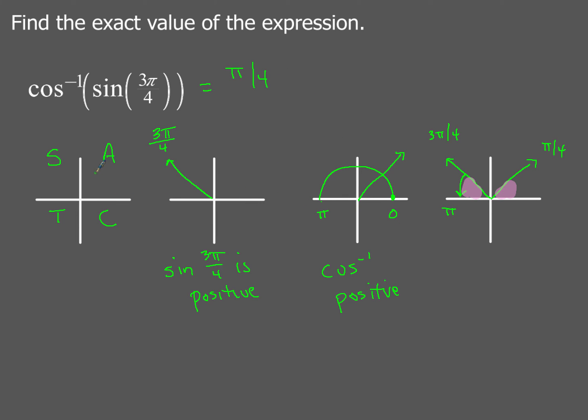First, we figured out ASTC. We've got to recognize that. Second thing, we had to recognize where our inside function is, what the sign of that is going to be, whether it's going to be positive or negative. The third thing, we took a look at the domain restriction for our inverse trig function, which in cosine's case is limited to quadrants 1 and 2, from 0 to pi, and I want the sign of our cosine to match the sign of sine of 3 pi over 4, whether it's positive or negative. And then I just found the reference angle. So that was how we did that problem.